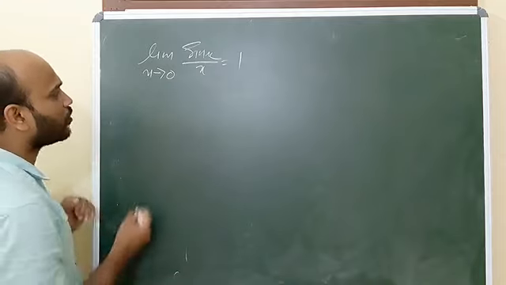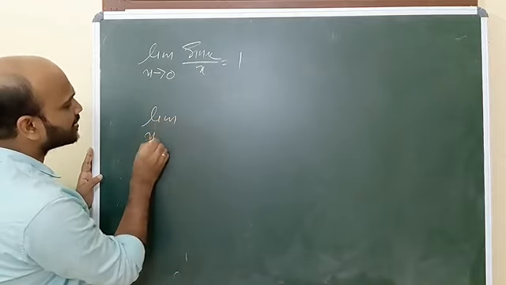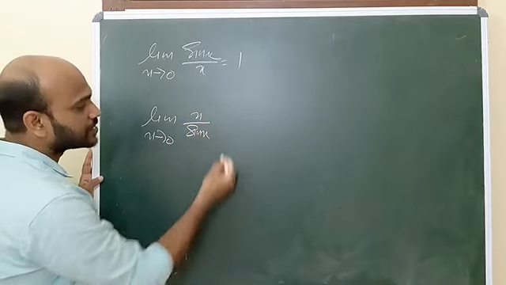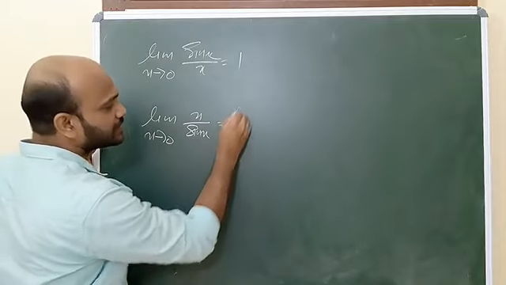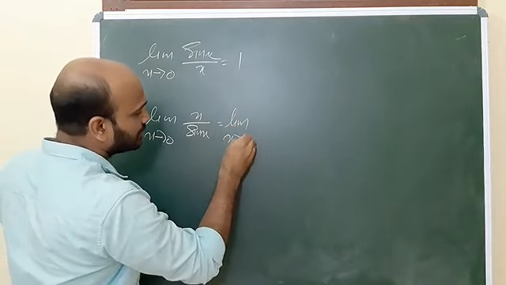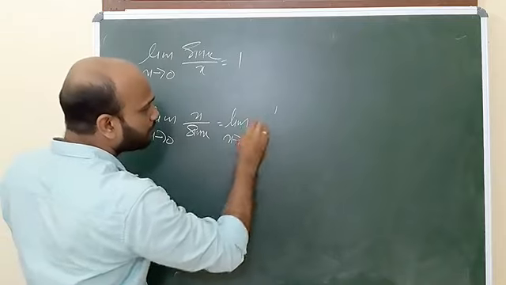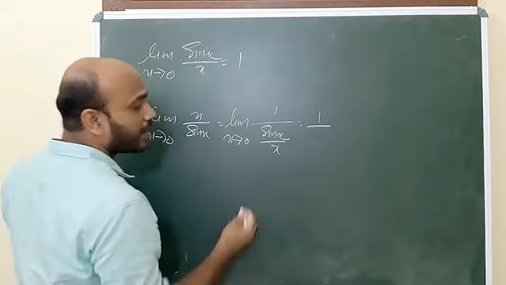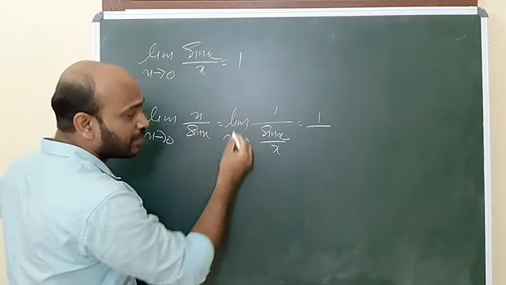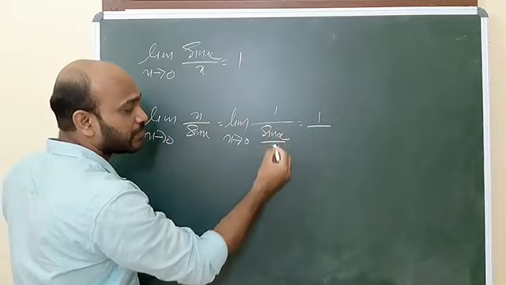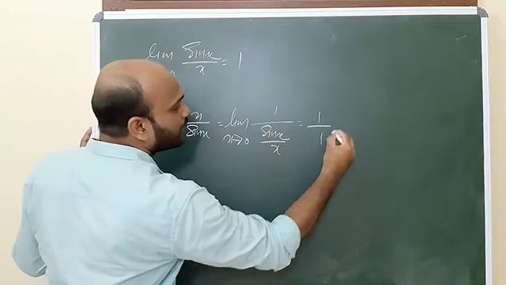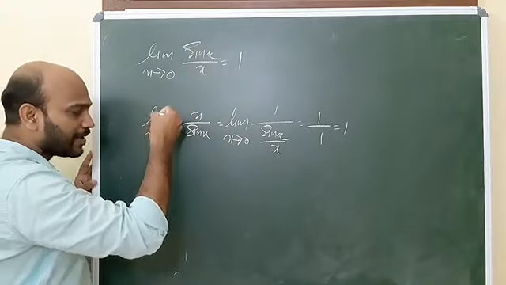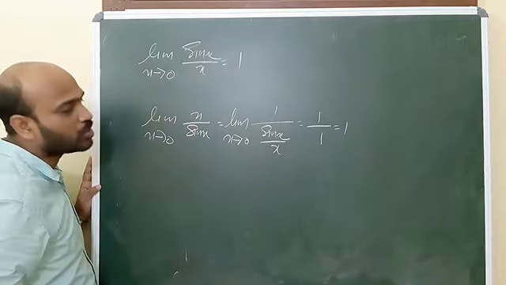So we can derive some more formulas. What about limit x tends to 0, x by sin x? This one you can rewrite as limit x tends to 0, 1 by (sin x by x), that is 1 by, in the denominator you can apply the limit, 1 by limit x tends to 0 sin x by x. That means this results in 1 by 1 equal to 1. Therefore limit x tends to 0 sin x by x equal to 1 and limit x tends to 0 x by sin x also equal to 1.